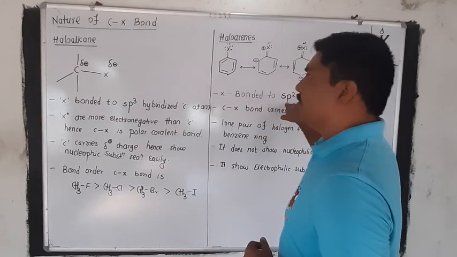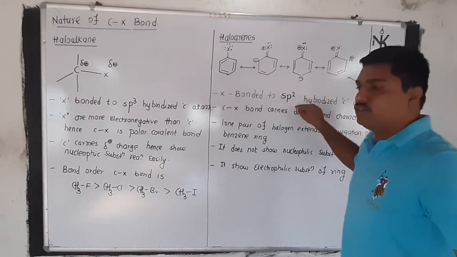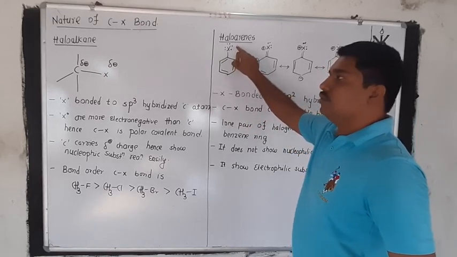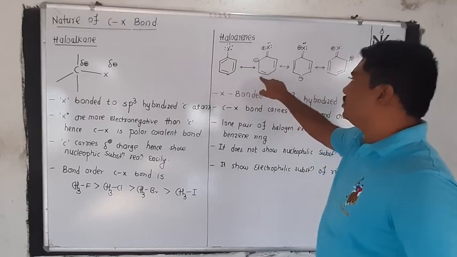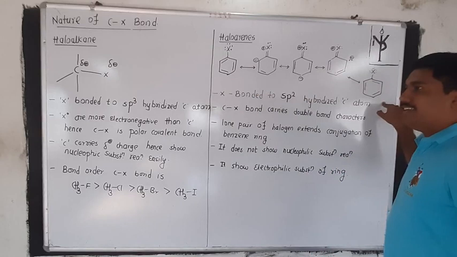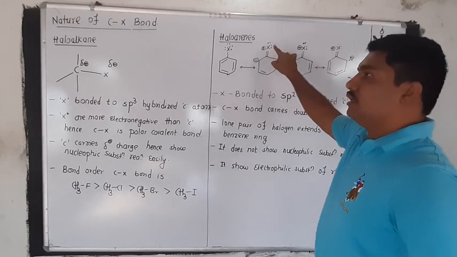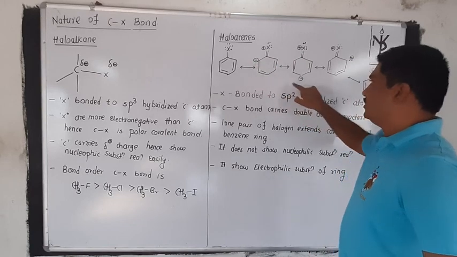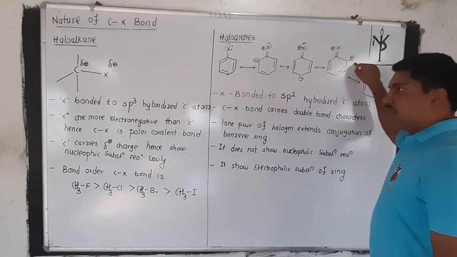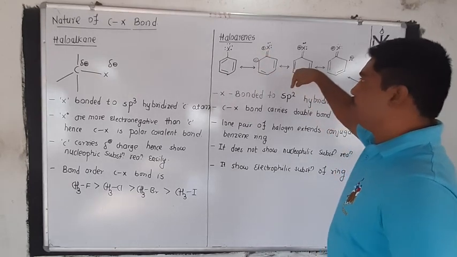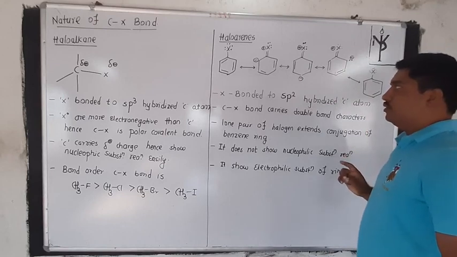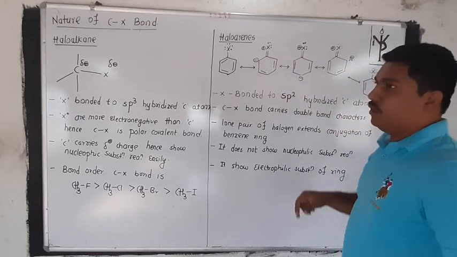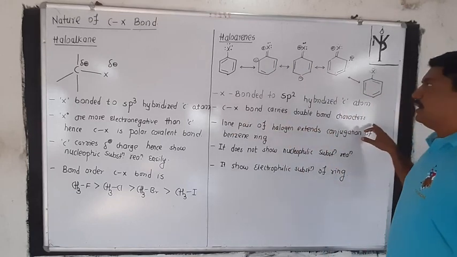Halogen is bonded to a benzene ring carbon, which is sp2 hybridized. In benzene ring, the hybridization of carbon is sp2. The C-X bond shows delocalization of electrons and shows resonance structures similar in the diagram. As we see in this diagram, the electron pair of halogen shifts towards the benzene ring, and the electron pair moves on the whole ring, first to the ortho position, then the para position, and then the other ortho position. That means the electron pair of halogen shifts on the ring in ortho, para and ortho directions. And in these three resonance structures, we see double bond resonance in the carbon-halogen bond. Hence, the carbon-halogen bond carries double bond character.